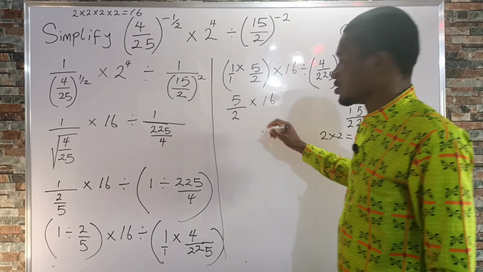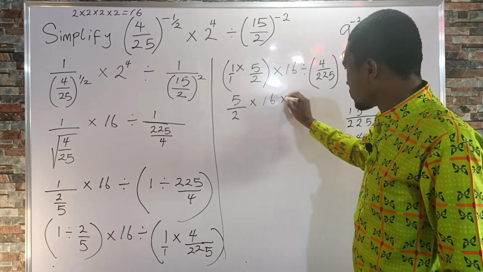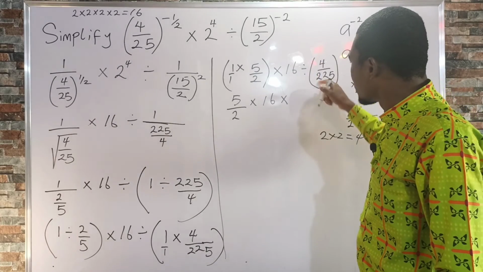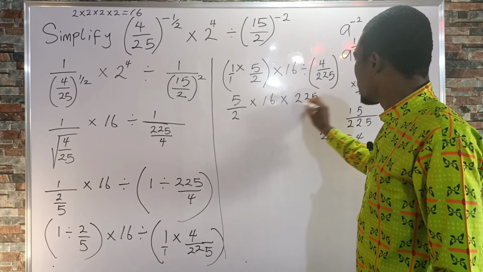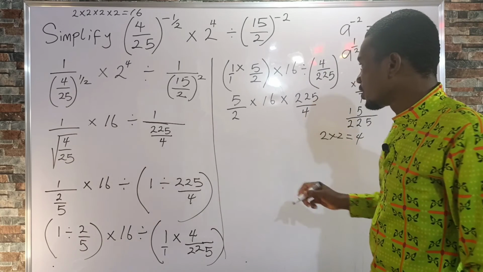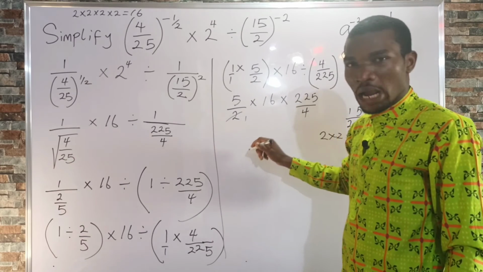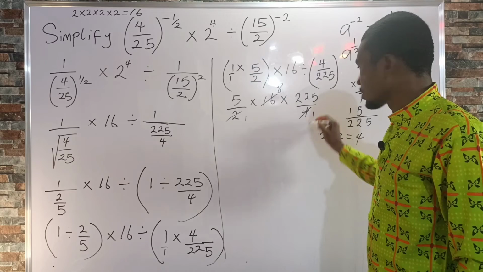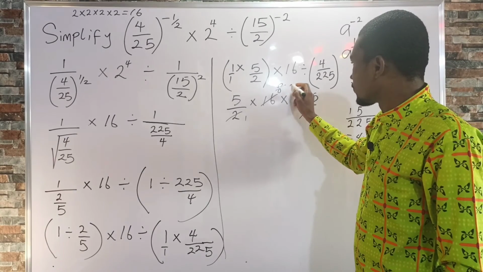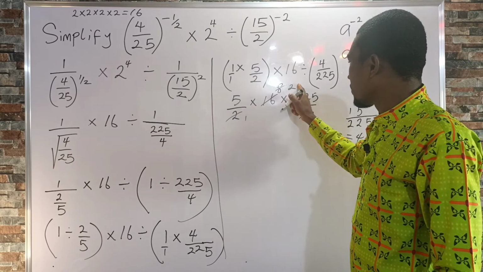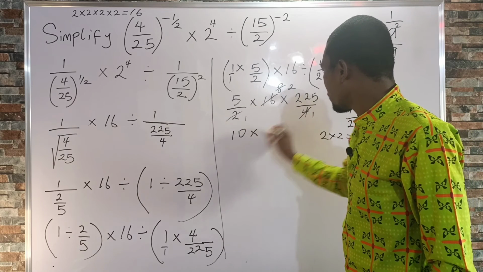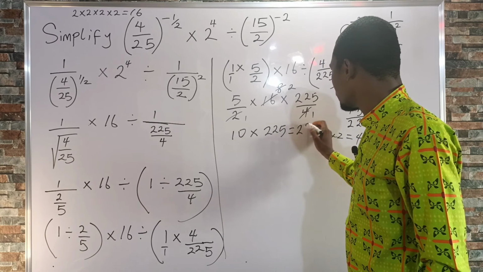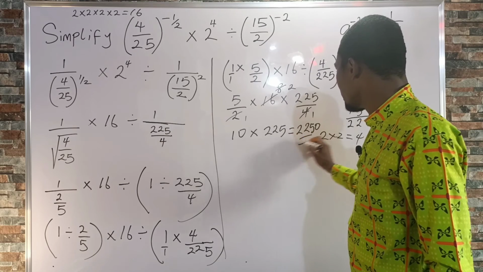That is multiplied by our 16. Remember, we can change division to multiplication and then invert this fraction. Inverting means to turn it upside down. The 225 will come up, and that is all over 4. Remember, 2 can divide itself to 1, and 2 can divide 16 to 8, and as well 4 can divide itself to 1, and 4 divides 8 to give us 2. Hence I have 5 multiplied by 2 is 10, and 10 multiplied by 225 will give us 2250. So here is our answer.